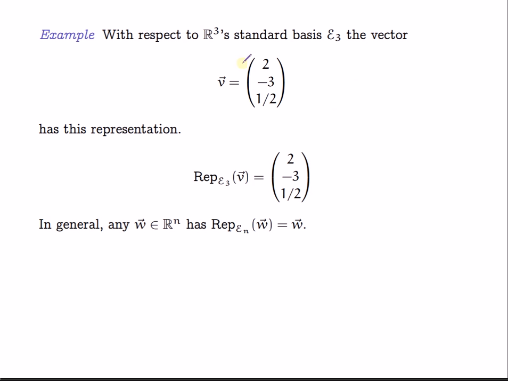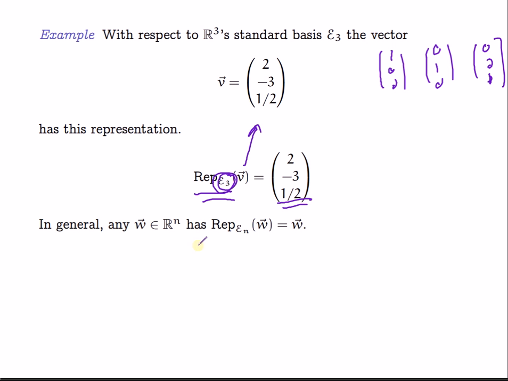Another example, with respect to the standard basis. Remember, the standard basis is simply (1, 0, 0), (0, 1, 0), (0, 0, 1). With respect to this standard basis, the coordinates of this vector v are simply the coordinates in the vector itself. So we can say the representation of vector v with respect to the standard basis is equal to the vector itself. And that will be true in general for any n-dimensional vector. Okay, we'll stop here and pick up in the next video talking about dimension.